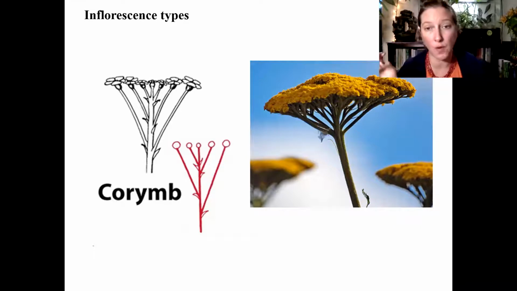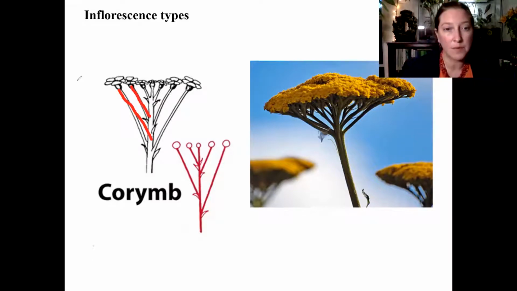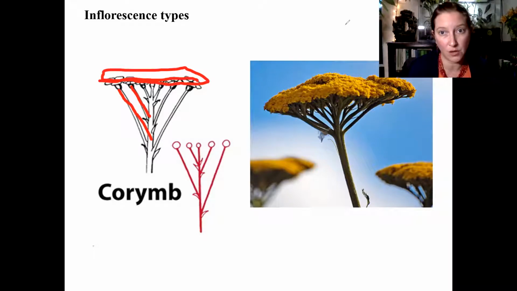This is called a corymb. One of my students before said that this reminded them of broccoli. Yeah, kind of, right? So the cool part about a corymb is, I'll use red, each of these flowers of this inflorescence is on a stalk that's slightly different size, such that all the flowers are going to be at the same level when they're grown, like shown here in this yarrow.